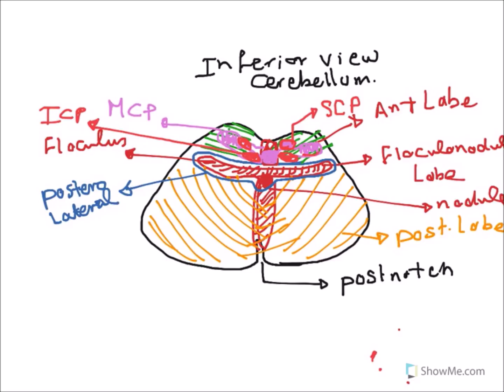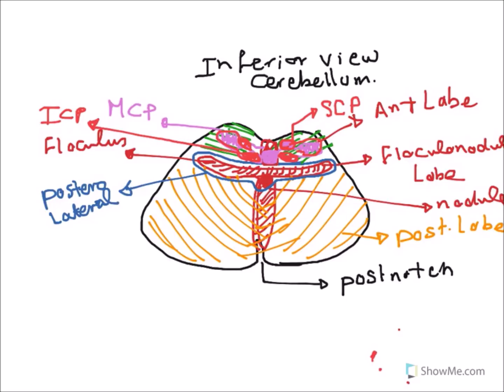So these cut edges are representing the peduncles of the cerebellum, the superior, the middle, and the inferior cerebellar peduncles between the brain stem and the cerebellum, and of course they are separated from the cerebellum by the cavity of the fourth ventricle.